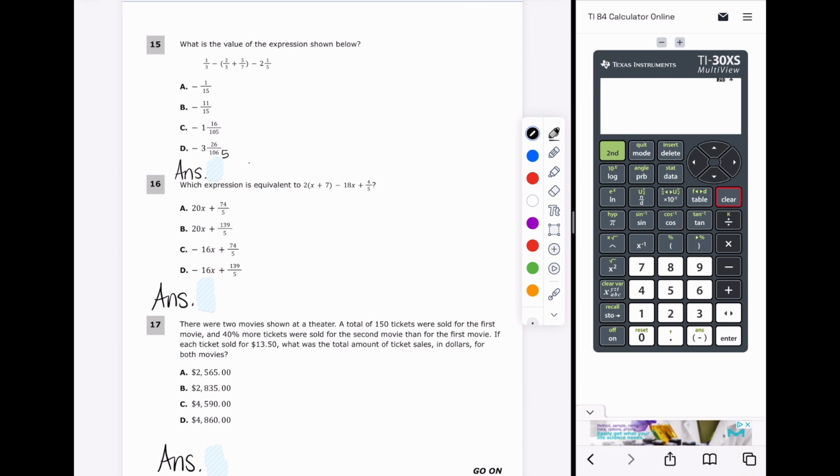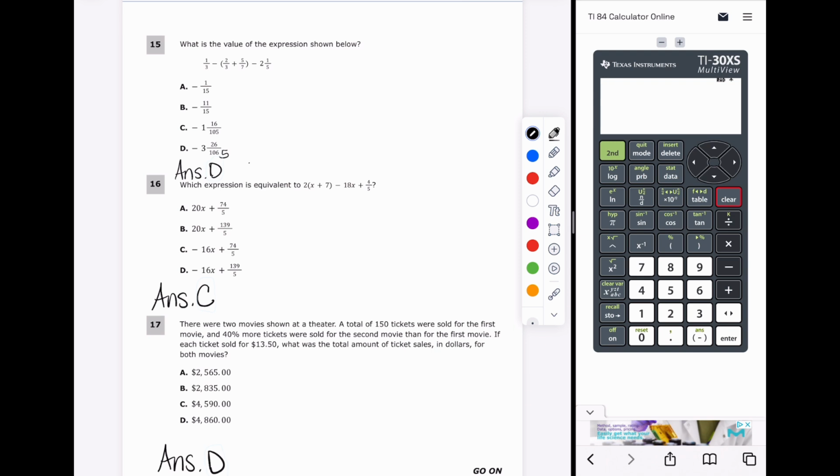All right, let's go to the next one. 15, 16, and 17. Our answers are D, C, and D. So check off. I did notice I had a little typo on mine with D, where the denominator is 106 when I meant 105. So I apologize for that, and I didn't get enough time to fix it before this video. But let's jump in.